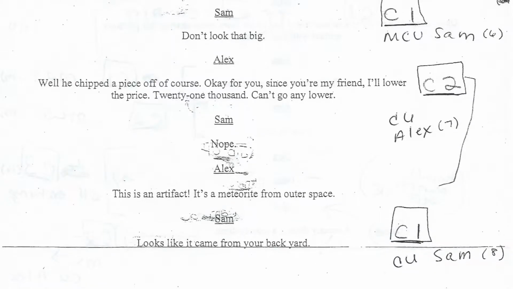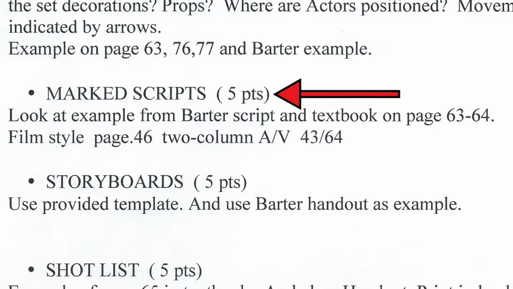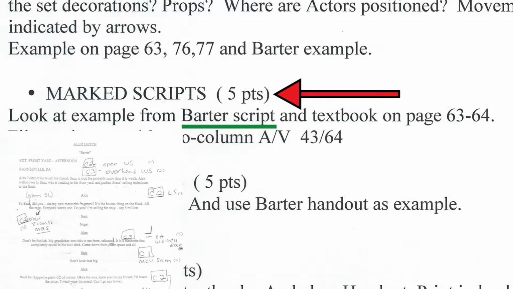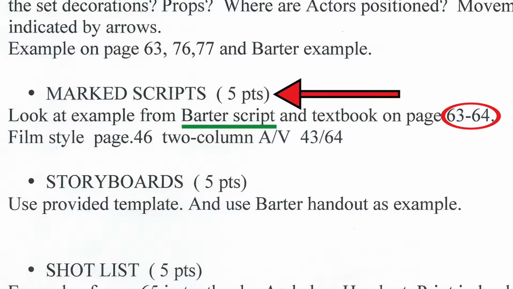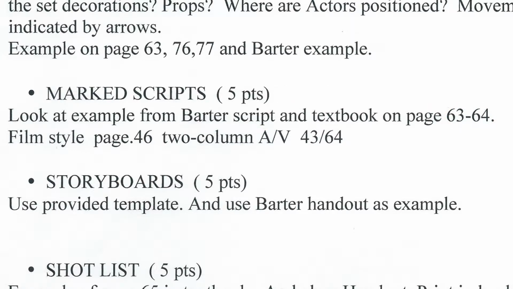You want to look through all those different things, especially for those of you doing the news format. You're going to want to also be indicating which numbered graphic is going to go along with which news story. Some examples of marked scripts are both the barter script that I gave you and also in the textbook on page 63 and 64. Now keep in mind, there is one difference here. If you're doing a narrative episodic type show, you're going to be using the film style script found on page 46. And if you're doing more of a talk show, news show, game show, you're going to be using the 2-column AV script on pages 43 and 64.